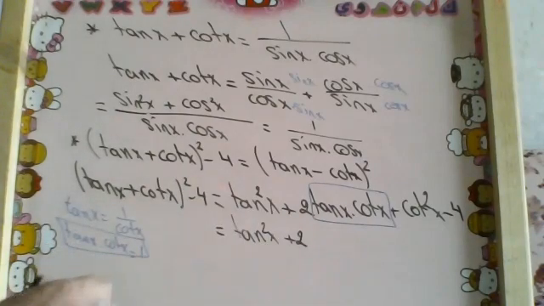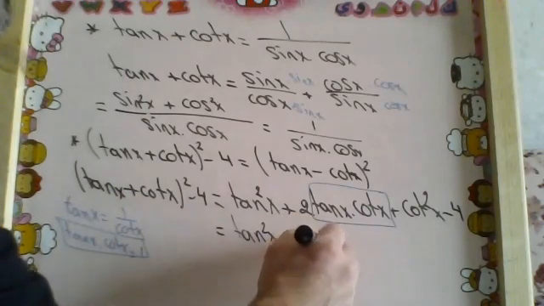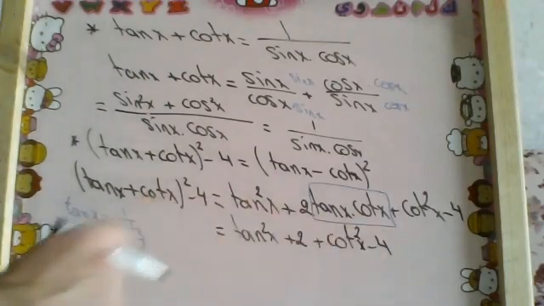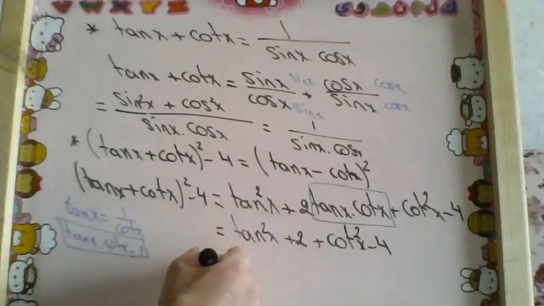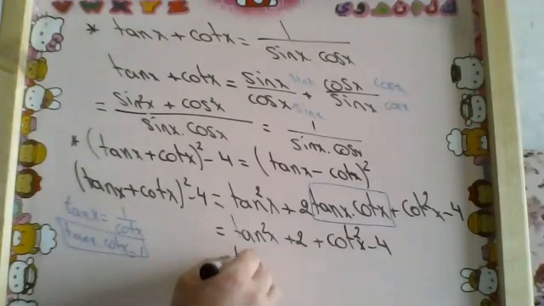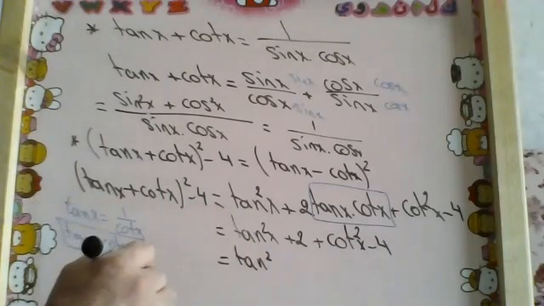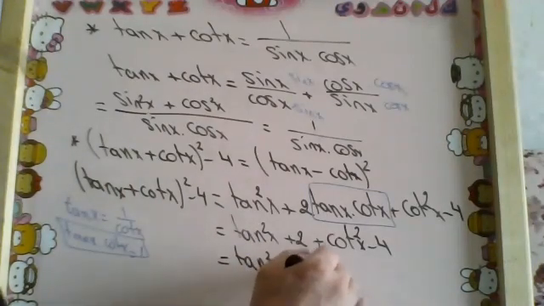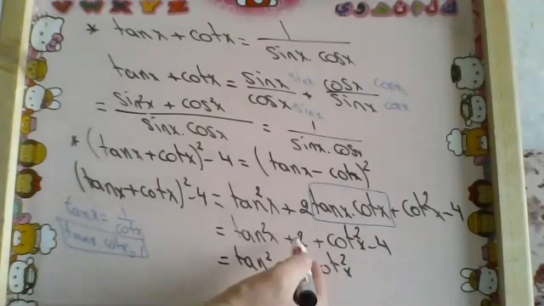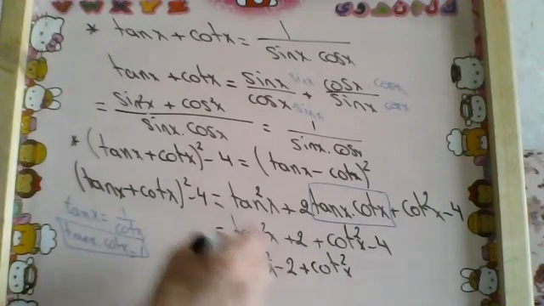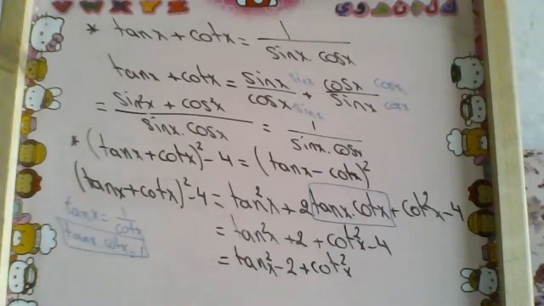We get tangent squared x plus 2 plus cotangent squared x minus 4, meaning tangent squared x minus 2 plus cotangent squared x. Good. Minus 2 is 2 minus 4. Now how do I continue? Tangent squared. How to continue?